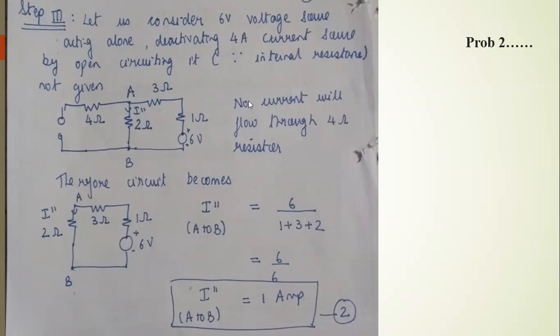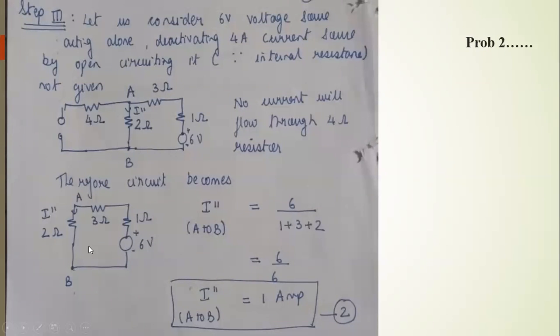As you can see, this branch here is an open circuit, so no current will be flowing through this 4 ohm resistor. Since no current is flowing, there will be no voltage drop, so it can be neglected or removed from the circuit. So the circuit becomes like this: 2 ohm, 3 ohm, 1 ohm, and 6 volts. We are interested in this current.